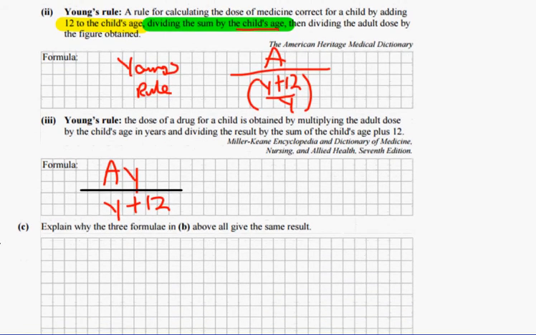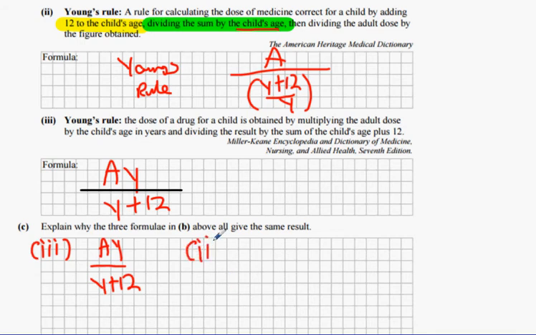Explain why the above three formulas are all the same. Okay, so I'm just going to bring it back. So this formula here, this is the last one. This is part 3. Part 3 is AY over Y plus 12. Are you happy enough with that?